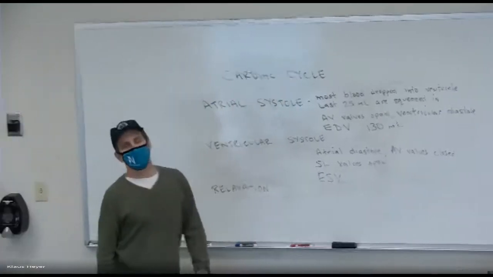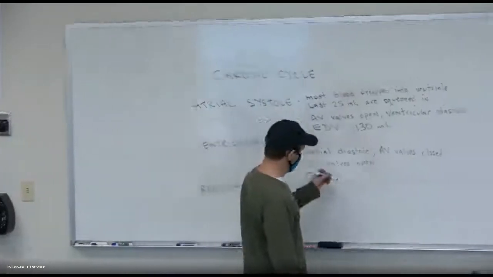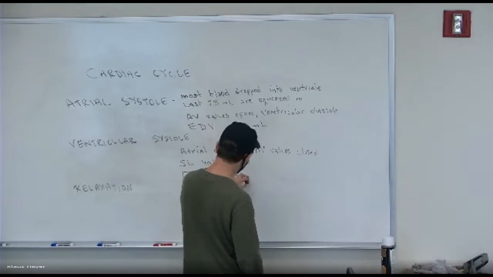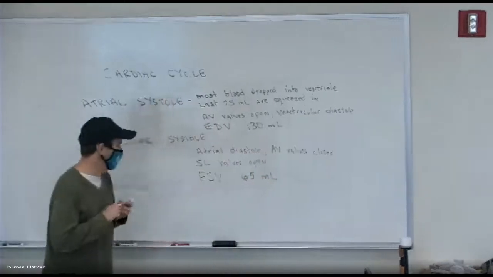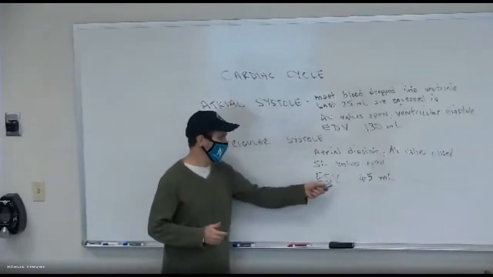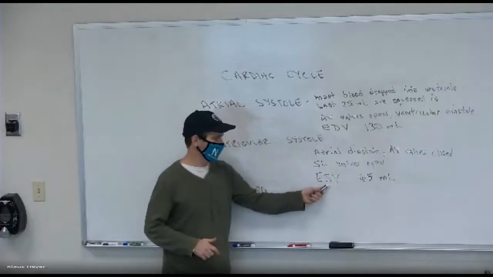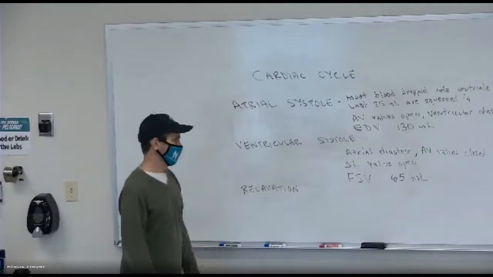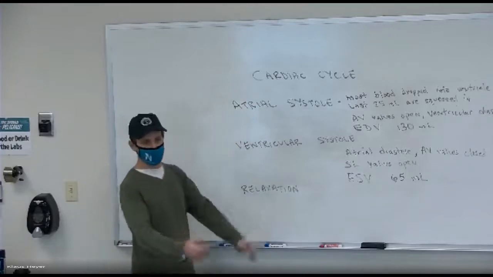I don't know what it is exactly. I'm going to make up a number here. I'm going to say 65 because that makes it easy for me. I think it's like 70. Who knows? End systolic volume: how much blood is left in the ventricles after they've contracted? So to make it easy for me, I said half.